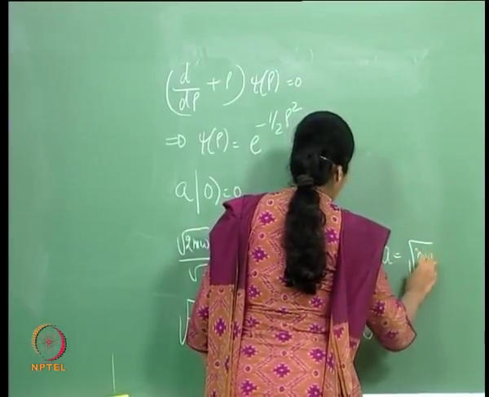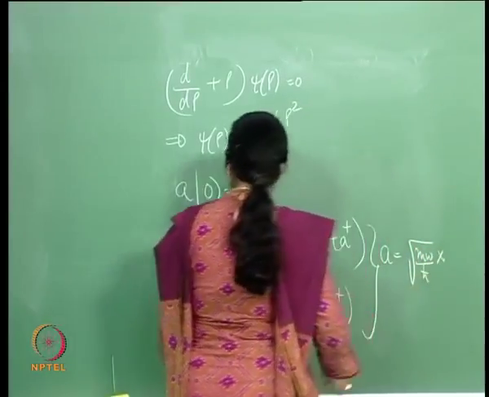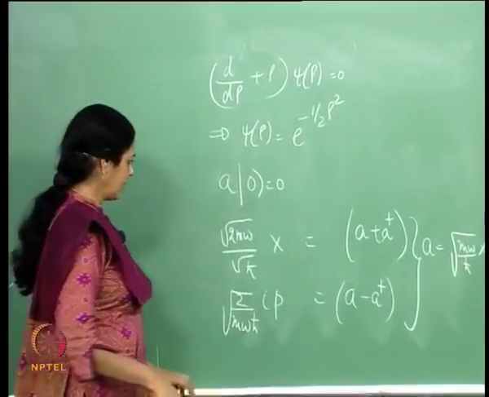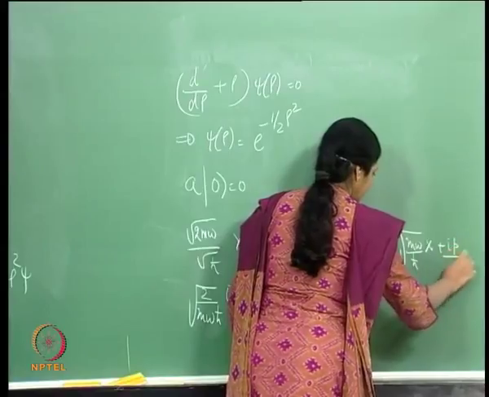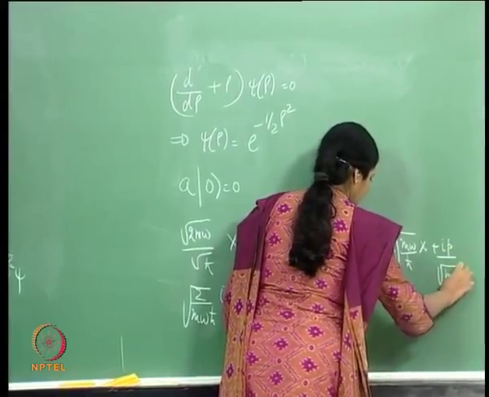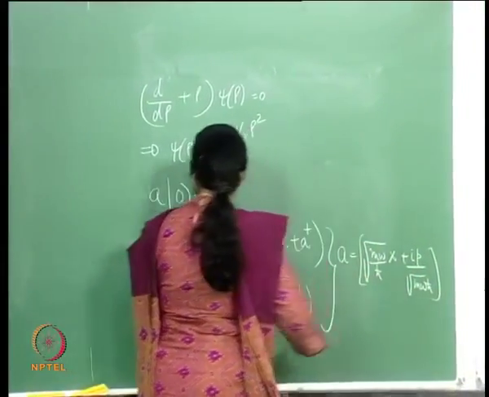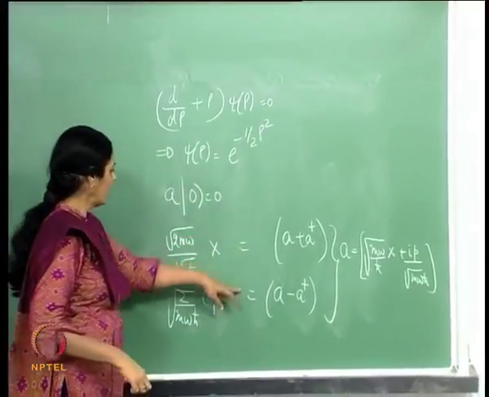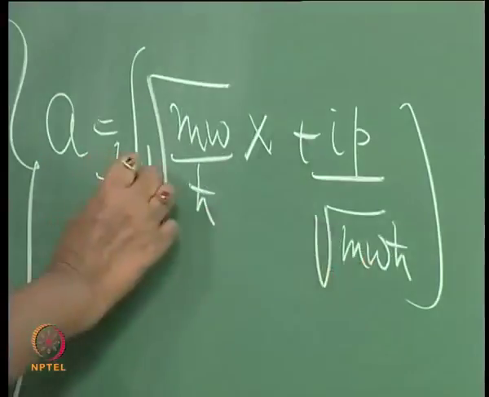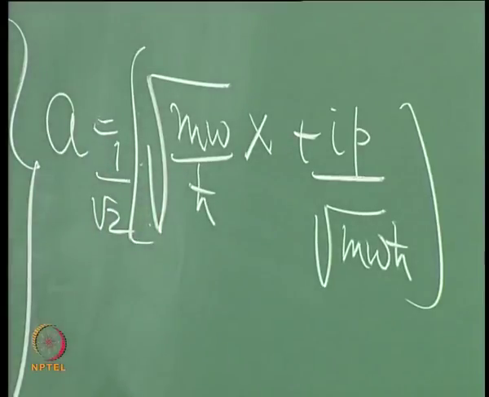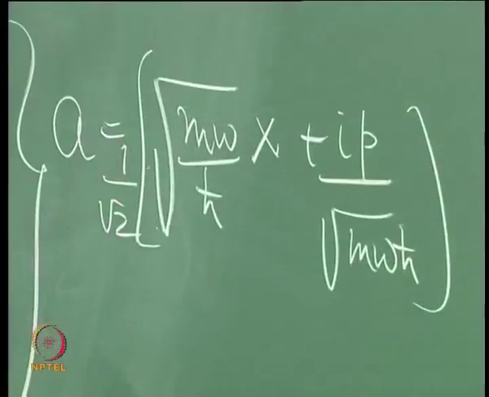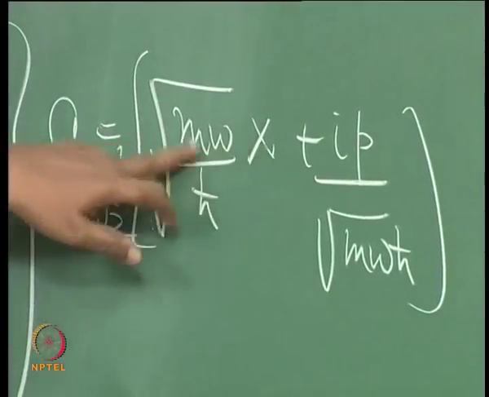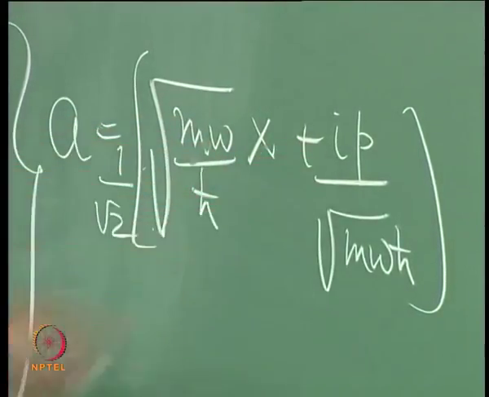and I have A is equal to root of m omega by h cross x plus i p by root of m omega h cross, but that was 2A, and therefore, I have all this divided by 2. So, I have A is equal to 1 by root 2 times this object, and that is fine, because I have again made it dimensionless apart from the 1 by root 2 which I need to put in.